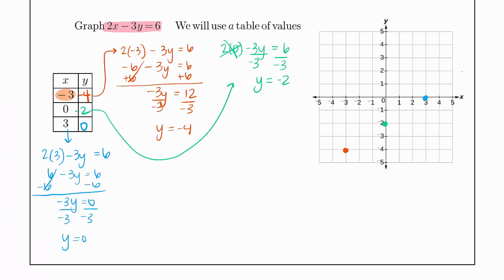Okay, so again, once we have a few of those points plotted, it gives us a general shape of what our line's going to be. If we had a bigger graph and/or more x values, we could find some more y values.